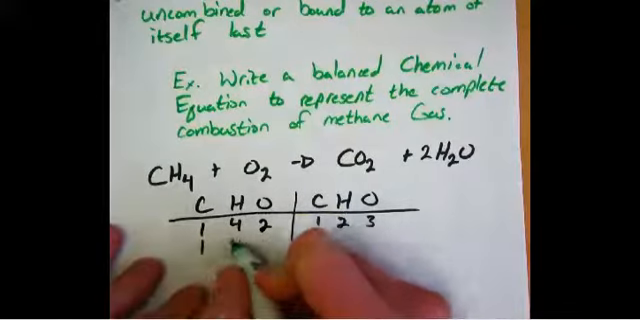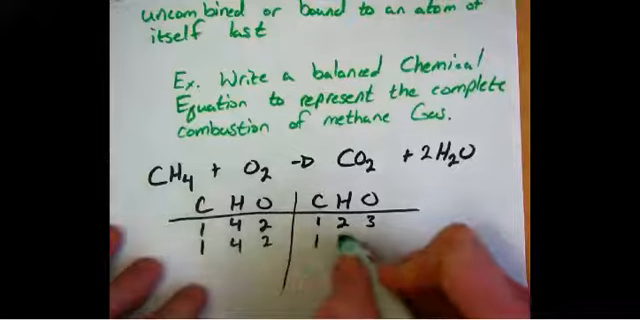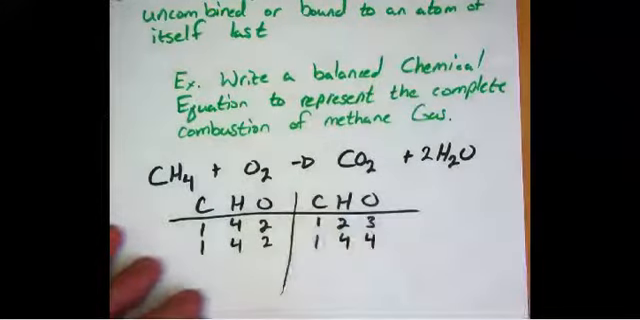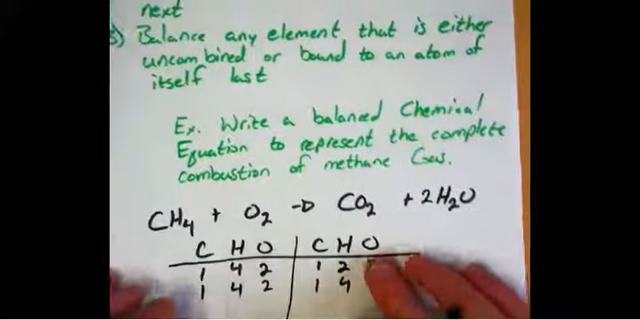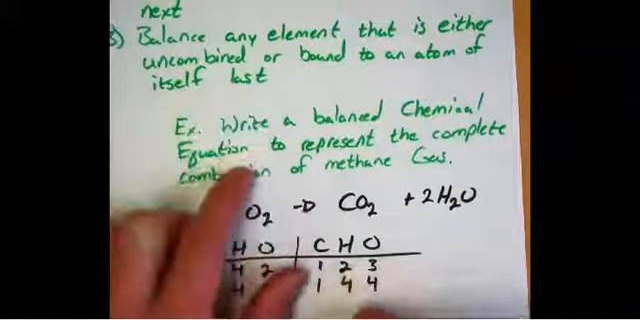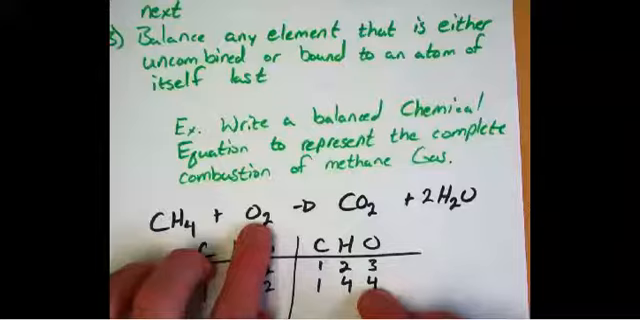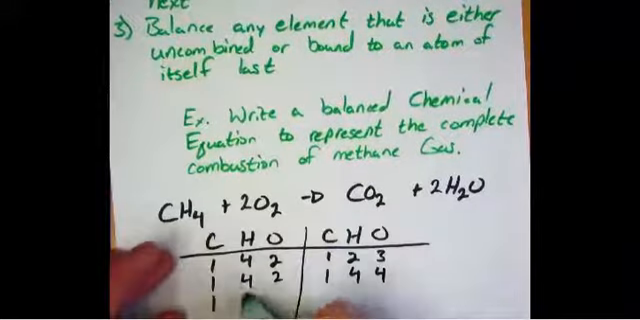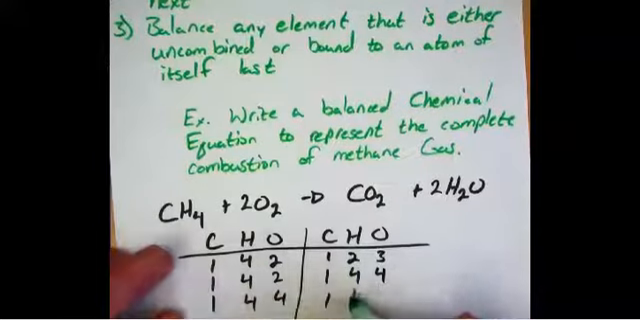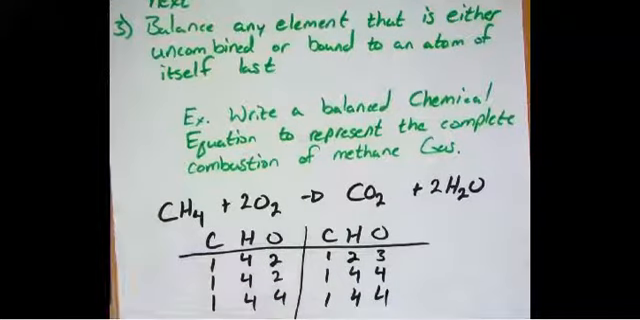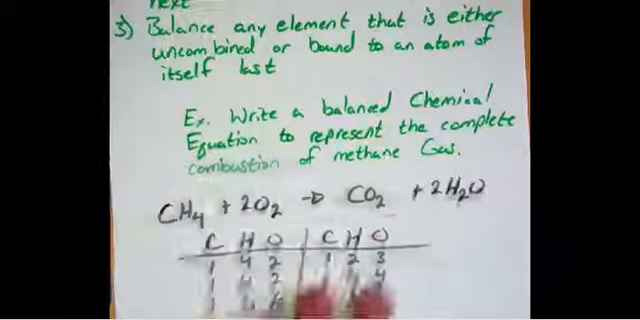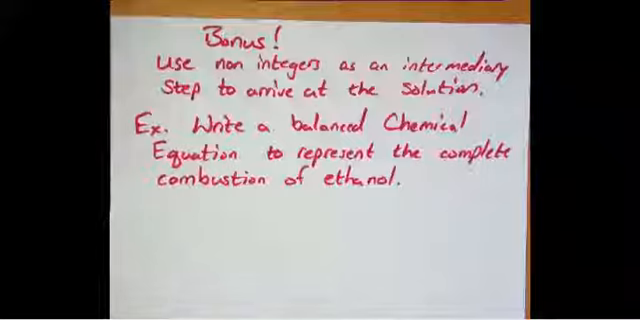So we have 1, 4, 2, 1, 4, and we've got 2 plus 2 is 4. And this one is, as we mentioned, the last one that we're going to balance because I need 4, so that means that I can just change the coefficient to a 2 to give us 1, 4, 4, and 1, 4, 4. Now, I'm sure that you're asking, what if it's not this simple? Well, that brings us to our bonus segment.